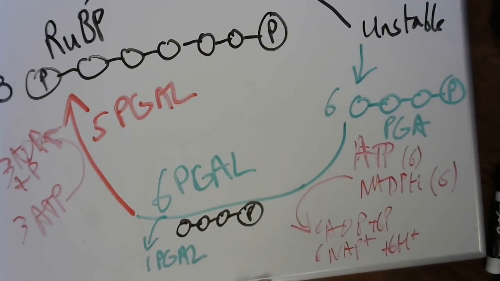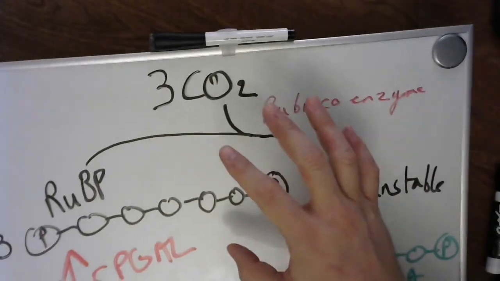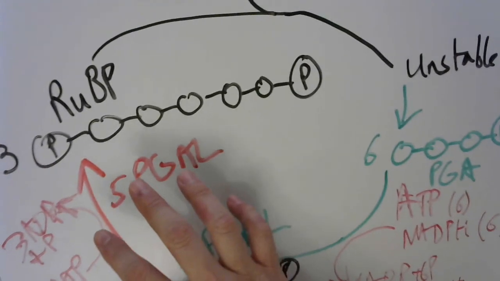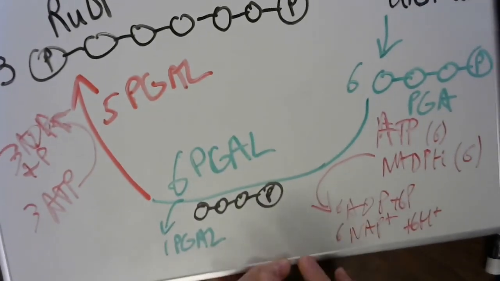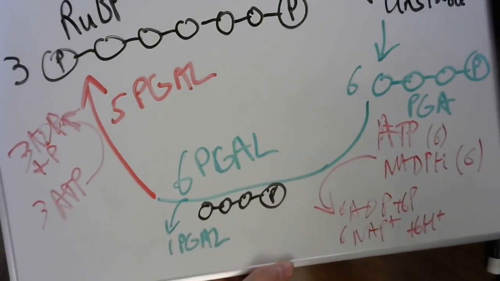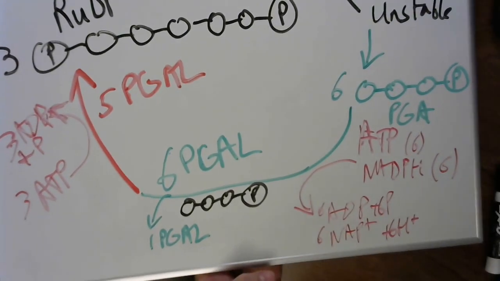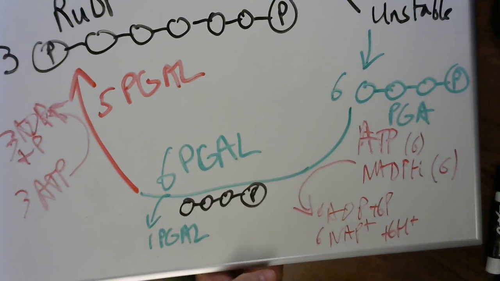You guys remember the 3 steps: carbon fixation, PGAL synthesis, regeneration of RuBP. And the last one, important as well: making sugar. That's what plants use for cellulose, starch, sucrose, anything, right?